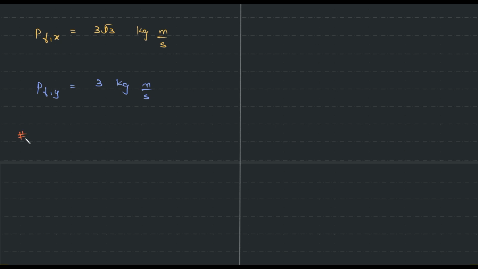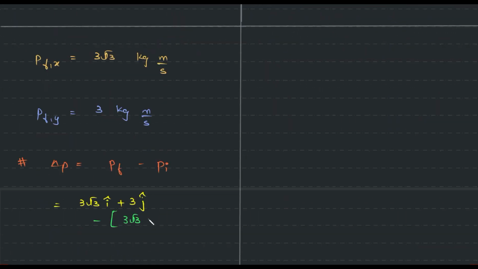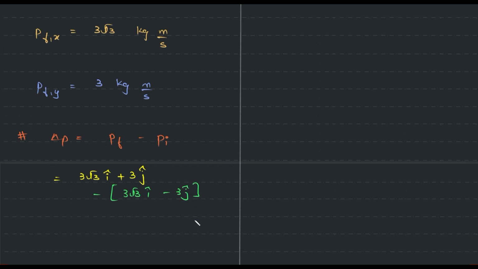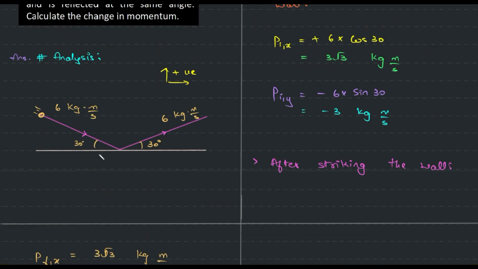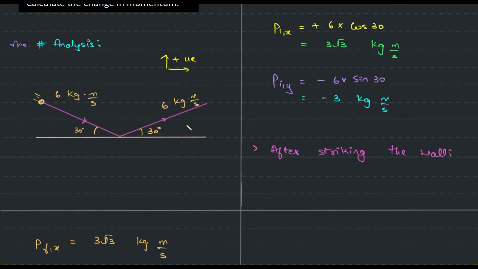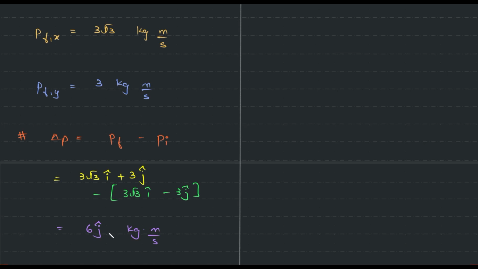Now we are looking at change in momentum, which is Pf minus Pi, which will be equal to Pf, 3 root 3 i cap plus 3 j cap, minus 3 root 3 i cap minus 3 j cap. So if we resolve it, I will get 6 j cap. So that is your change in momentum. Can you see that? Even though we ended with same magnitude, we have the expression to be something else altogether, right? Change in momentum is 6 j cap.